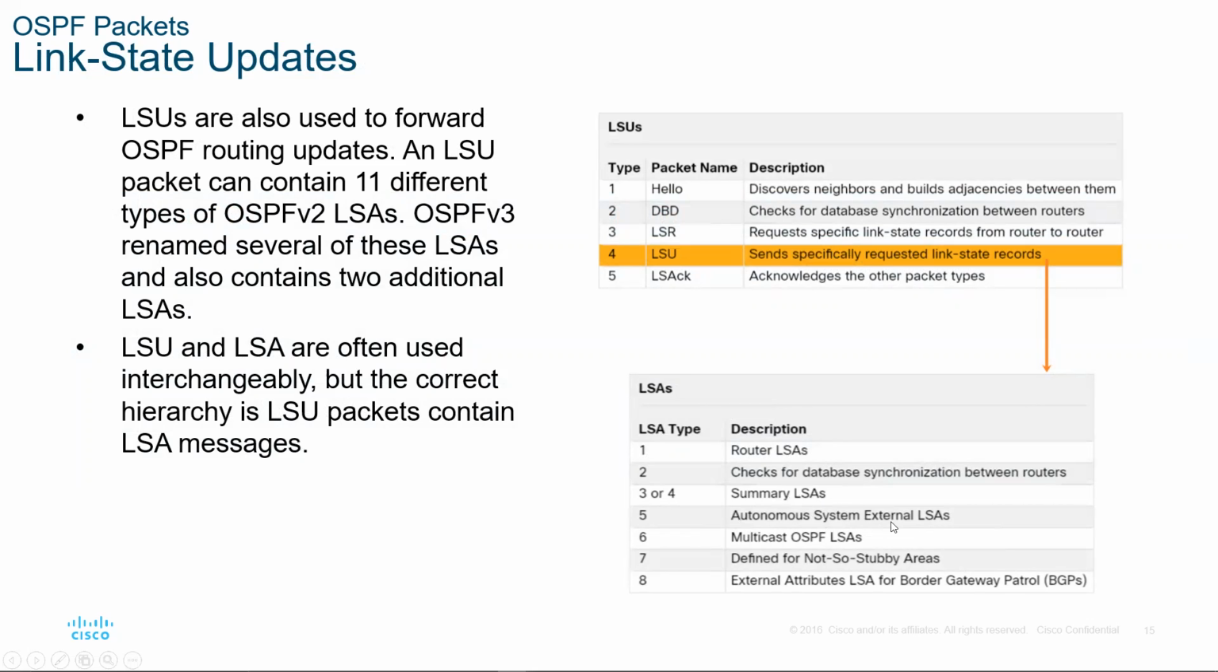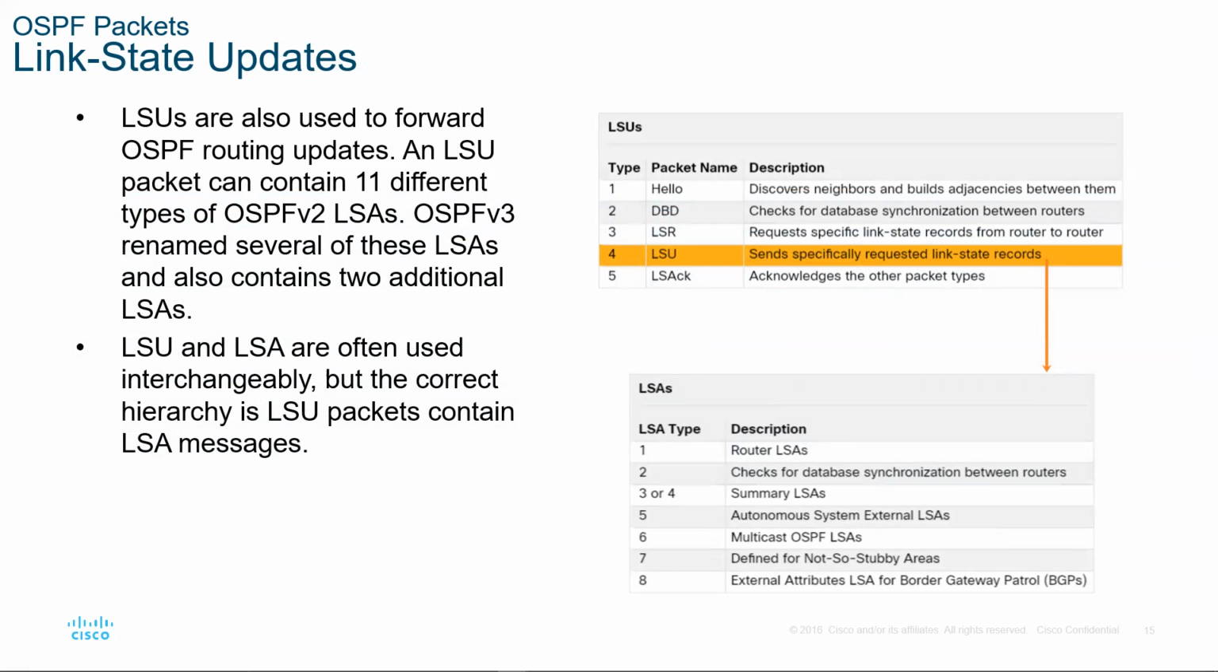Autonomous systems external are used as representations of the external from the area. Okay, so you've got summaries. Autonomous system externals are outside of the areas. There's more to it than that, but I'm not going to go into it at this because this is just an introduction and we're not doing multiple areas.